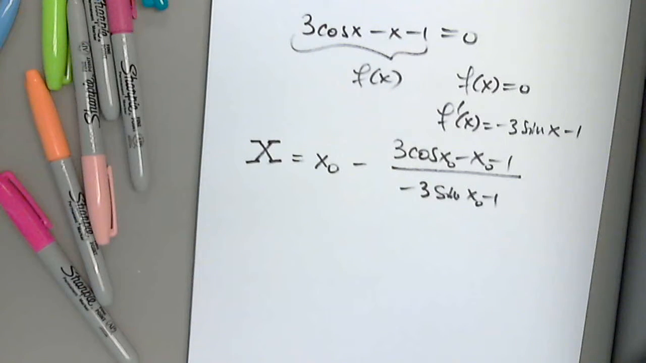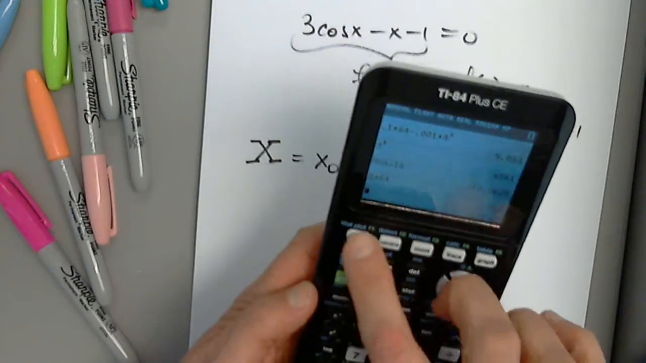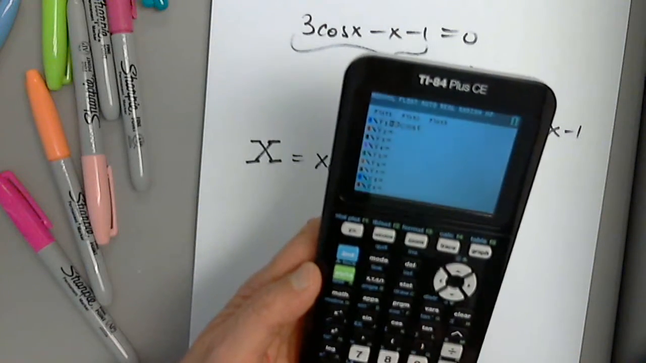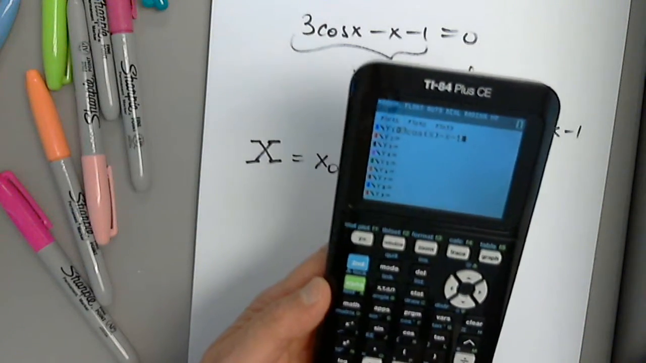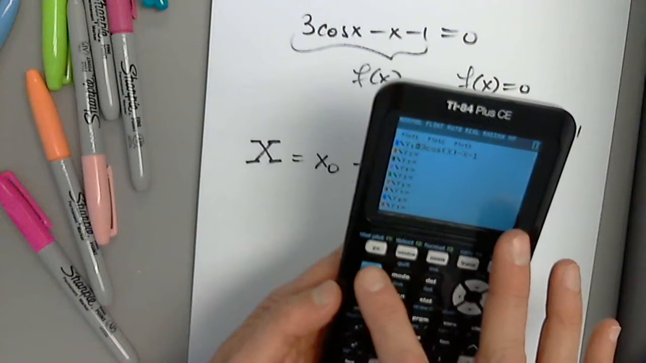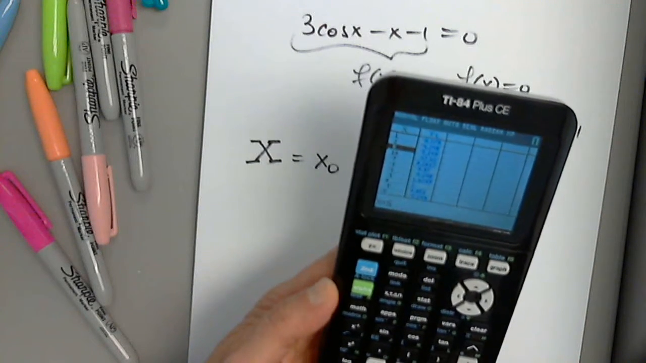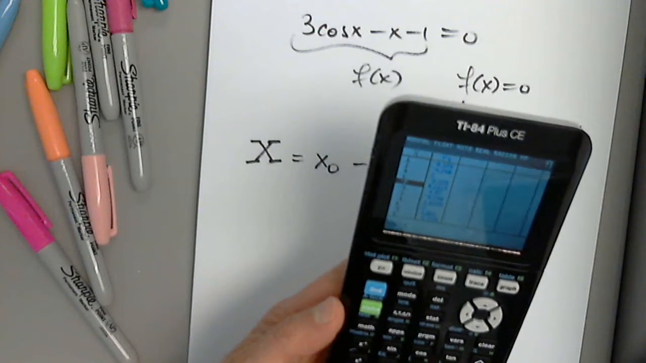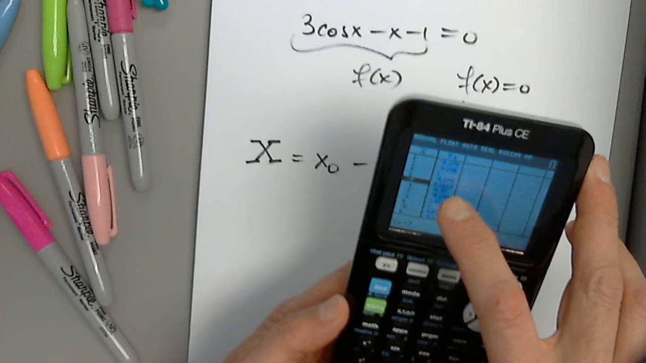Okay. So in y equals, I have 3 cosine x. I'm checking mode, radians, yes. So in y equals, let's forget about that. I don't know why it's frozen. 3 cosine x minus x minus 1. Then I go to second and table. And I want 0 and I want 1. So between 0, which is positive 2, and 1, which is negative, I'm fine. I can pick either one.